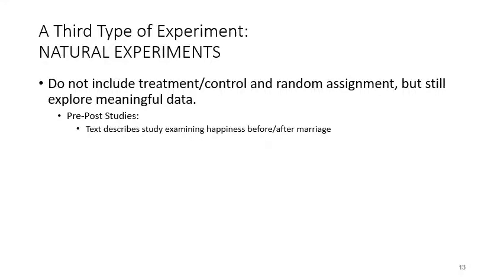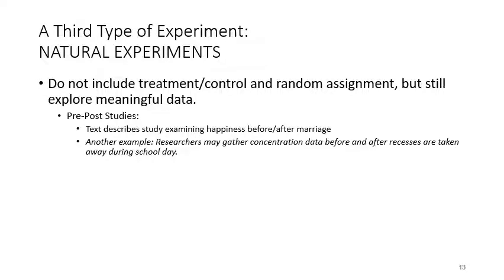Now we have a third type of experiment that I'll ask you to give some thought to. It doesn't exactly include treatment, control, and random assignment, but it still explores meaningful data. And let's see how we think it qualifies as an experiment. So let's imagine these might be pre-post studies. We take people before they're married and after they're married, and we compare their happiness. So these are natural events occurring in their lives. Okay, so we have two conditions that occur naturally in people's lives.